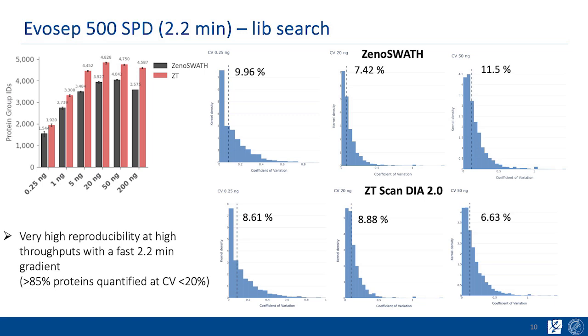And this becomes a bit better with ZT scan. So it's around 8% at the lower loads, and it goes all the way to 6.5% at higher loads. So it might not seem that it's that much, but it really counts for these lower abundant proteins and precursors.